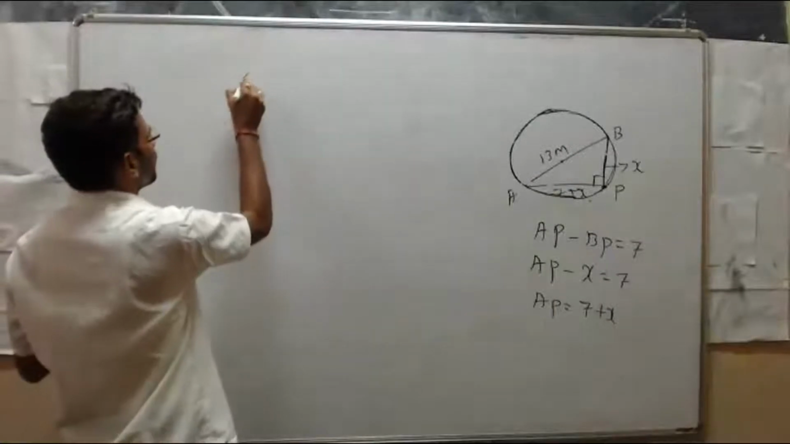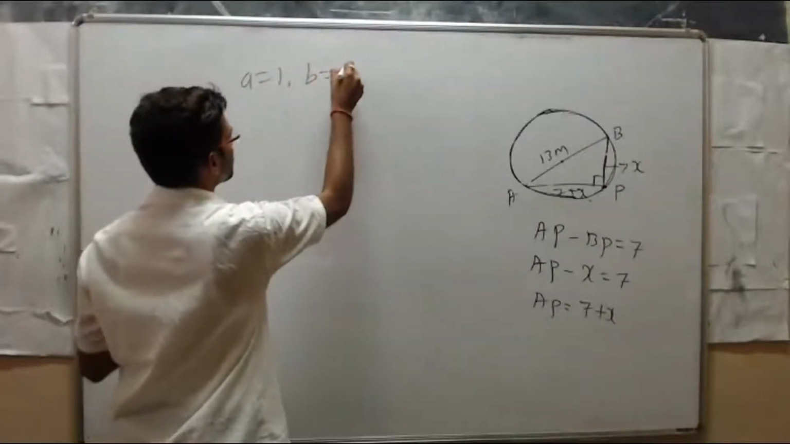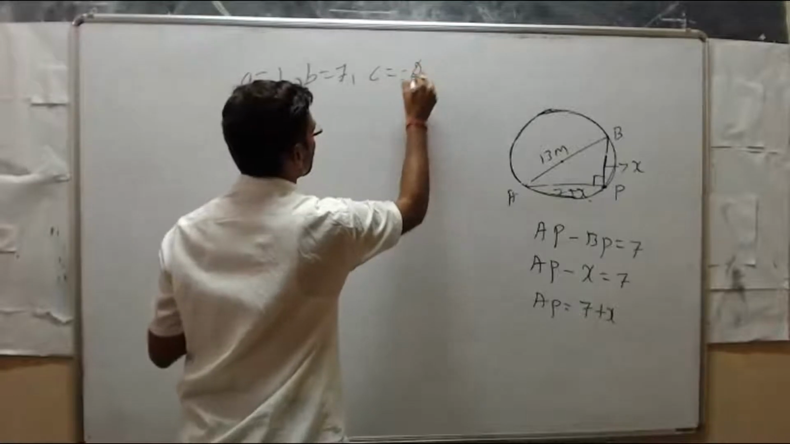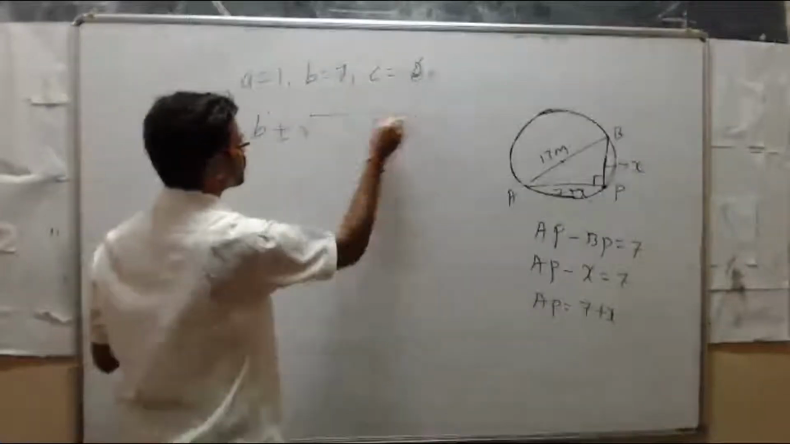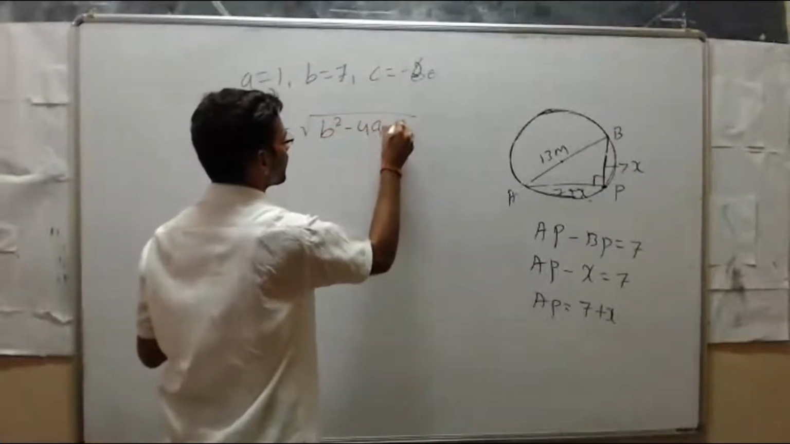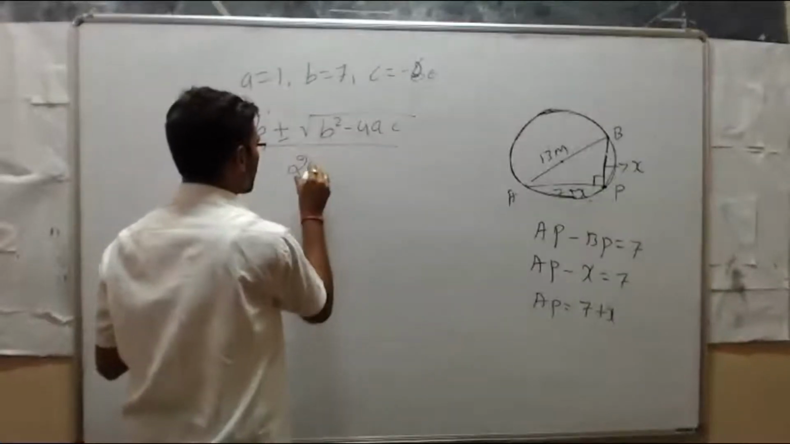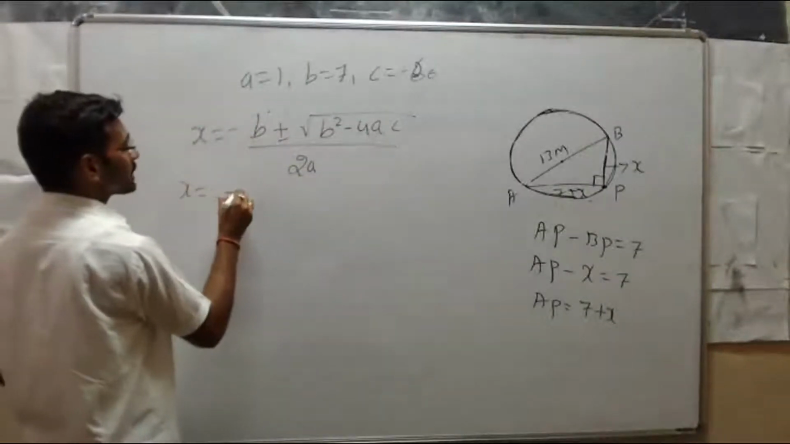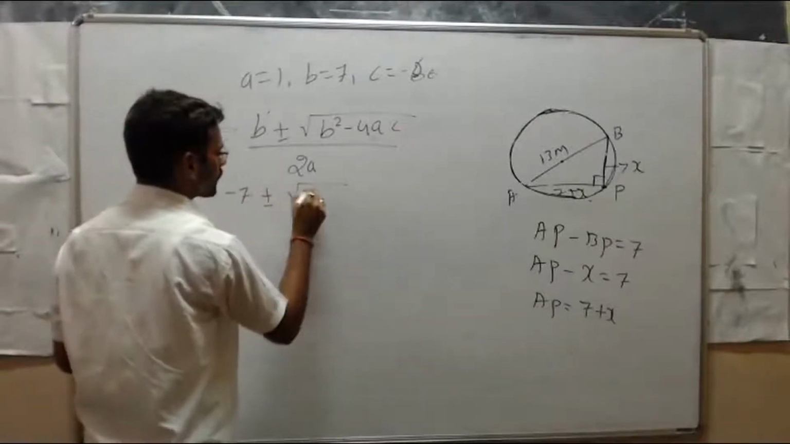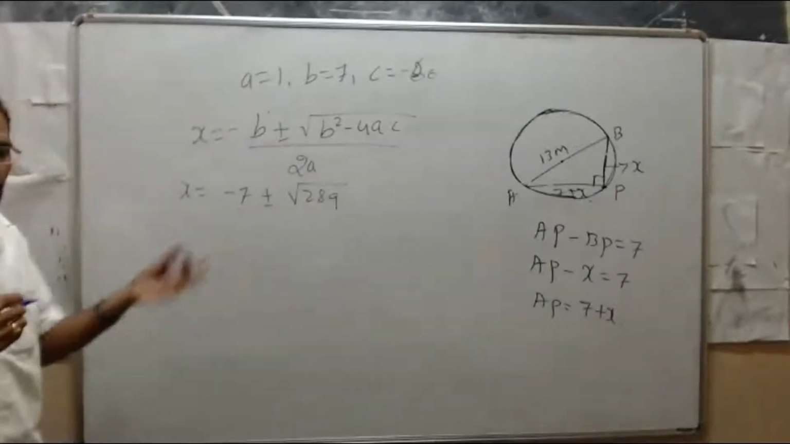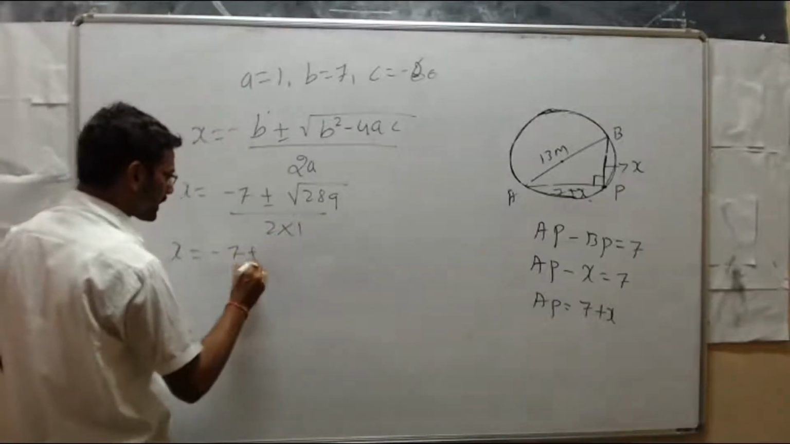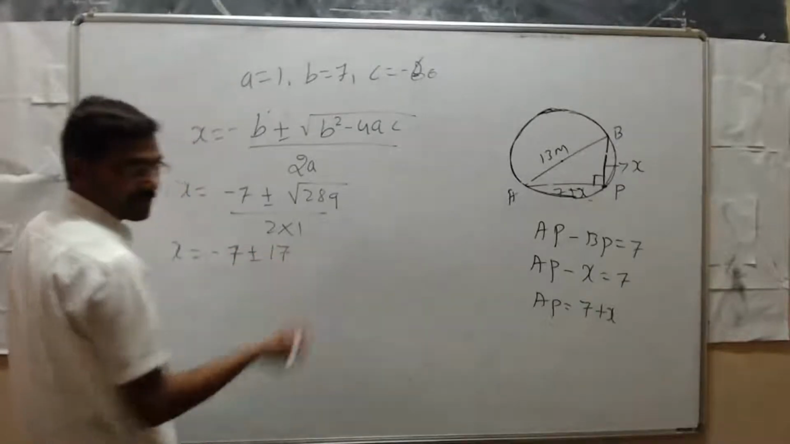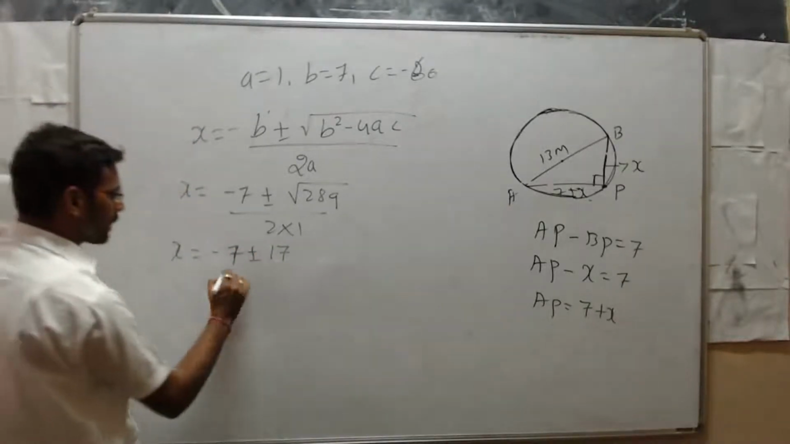A value is 1, b value is 7, c value is minus 60. Then x is equal to minus b plus or minus under root b square minus 4ac divided by 2a. Therefore x is equal to minus 7 plus or minus under root of 289, divided by 2 into a, and 2 into a value is 1. Root 289 value is 17, divided by 2.